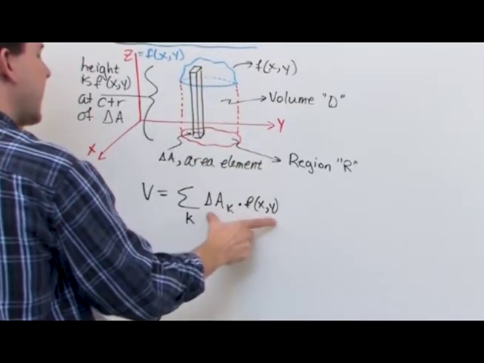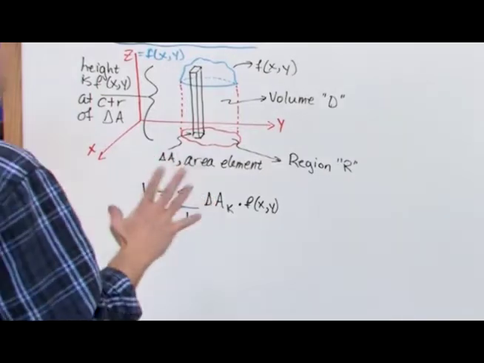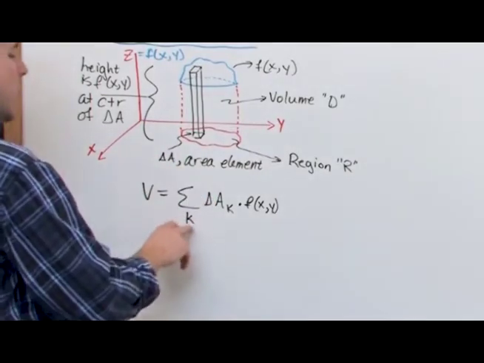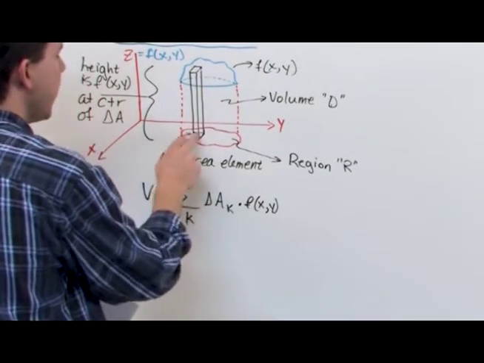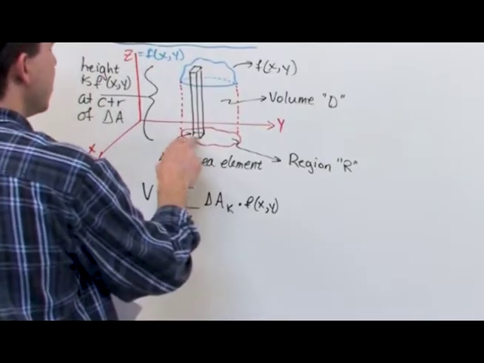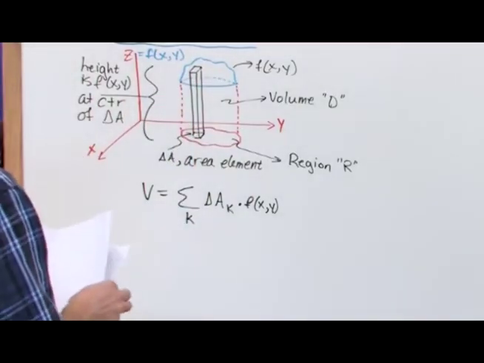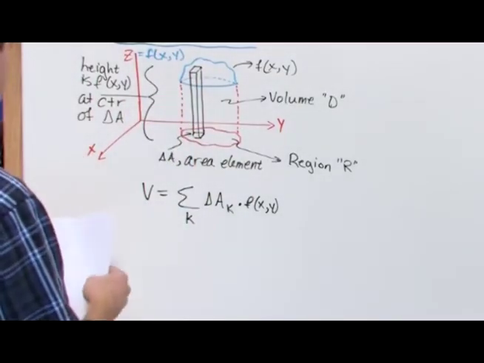So this guy right here is the volume of this little skyscraper. I have no idea how to calculate it, but that's what it is. And if I have an infinite number of these little skyscrapers and sum over k, then I'm going to approximate the volume of the whole thing. So that's really what you're doing, okay?